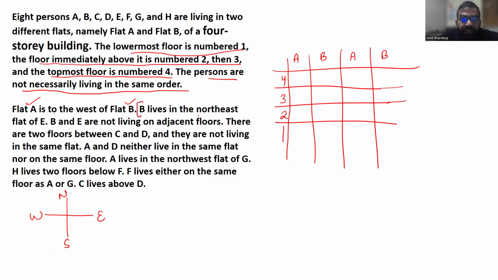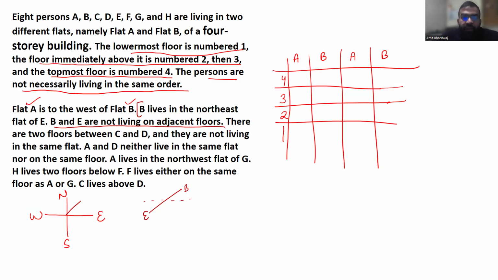Now B lives in the northeast flat of E. Northeast is this. So definitely if E is here, then B is here. And B and E are not living on adjacent floors. Definitely there is some floor between B and E. It can be 1, it can be 2.